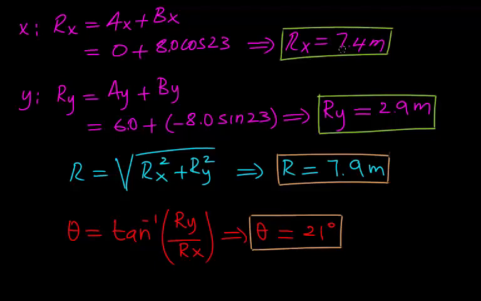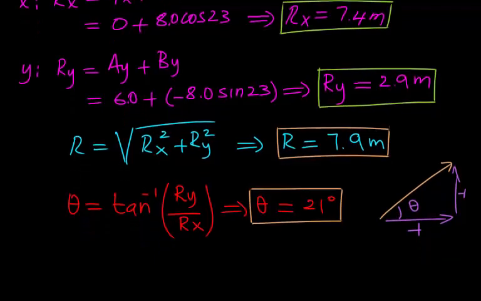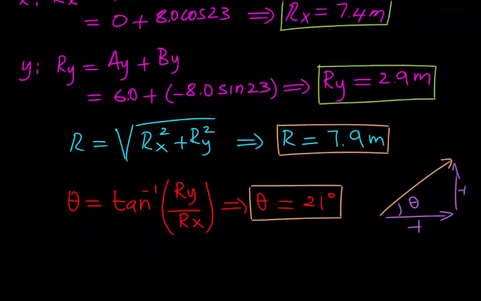Notice that the x component is positive, and the y component is also positive. What does it mean? It means your vector has the following direction. The x component is positive and the y component is also positive. If the two components are positive, you are in this particular direction. In our case, the way we need to describe it is 21 degrees above the positive x-axis.